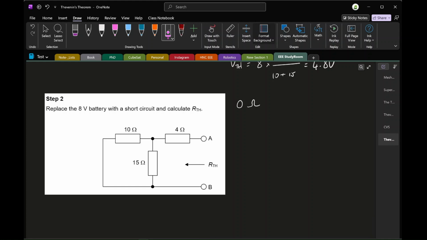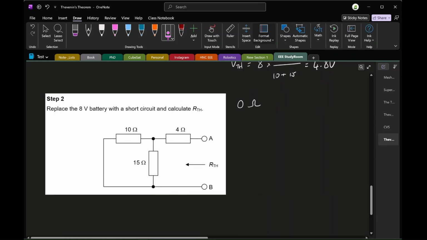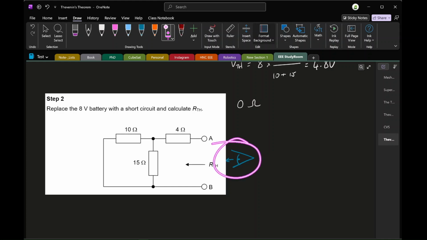And then from there, what we do is we take a look at the resistance from the perspective of the terminals A and B. In other words, it's as if we're looking from these two terminals, looking this way. That's meant to be a picture of an eyeball. You may or may not see that as an eyeball, but it's meant to be looking from that perspective right there.